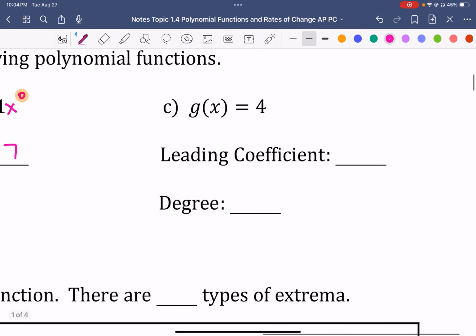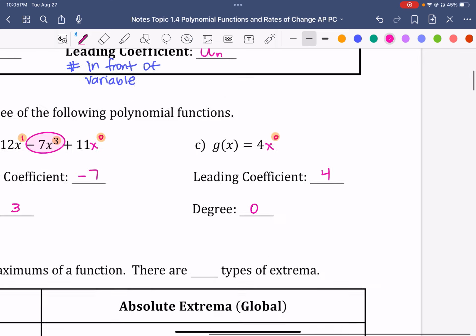For c, we just have the number 4. So remember, there's an imaginary x to the power of 0 there. And there's only one exponent, which is 0. So that's the leading term. It's the only term. So the leading coefficient is 4. And the degree is 0.